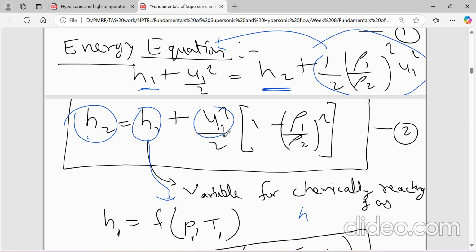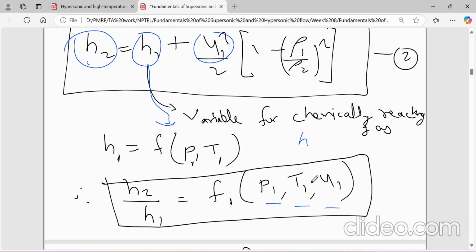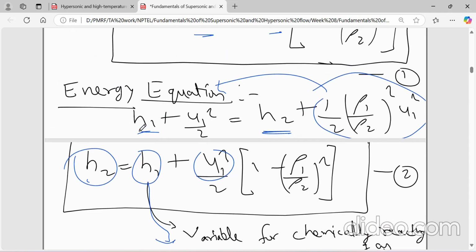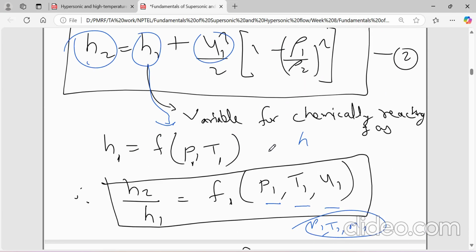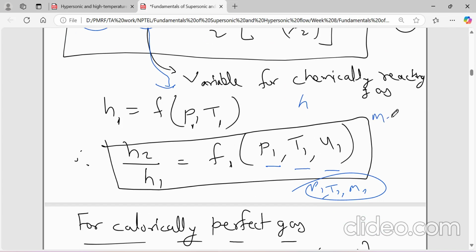Now there might be one question: if we can write it in terms of u1 and T1, we can also write this in terms of p1, T1 and M1. But the issue is that you might have studied frozen flow and equilibrium flow. For finding the Mach number, we need u upon a, the speed of sound, and this speed of sound is different for frozen and equilibrium flow.